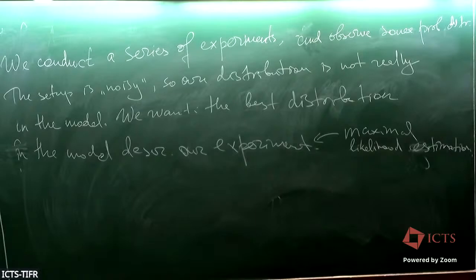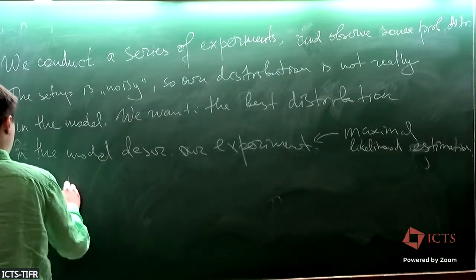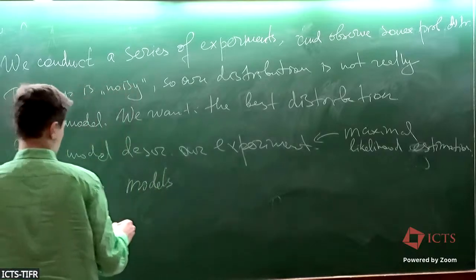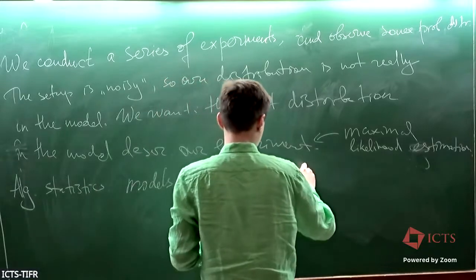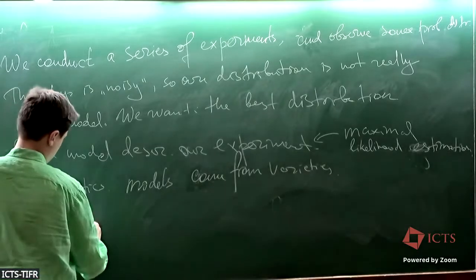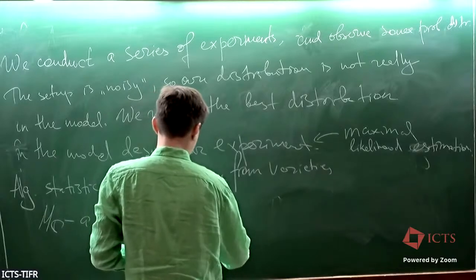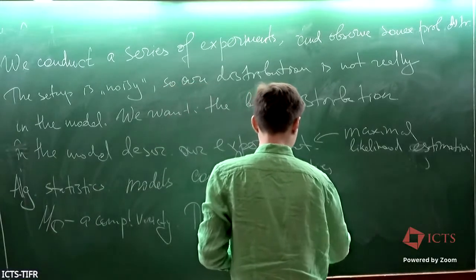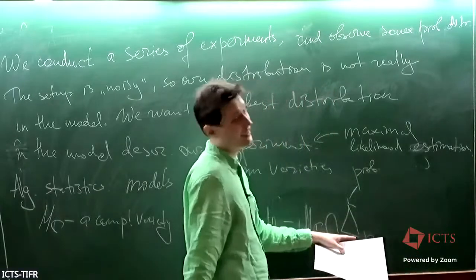And where does the algebra come in? So in algebraic statistics, models are described by varieties. So our sets, our statistical models, come from varieties. So I will write M_C, meaning that it's a complex variety. And our model M is the intersection of this variety with the probability simplex. So this is the probability simplex: positive numbers, no negative numbers, that sum to 1.